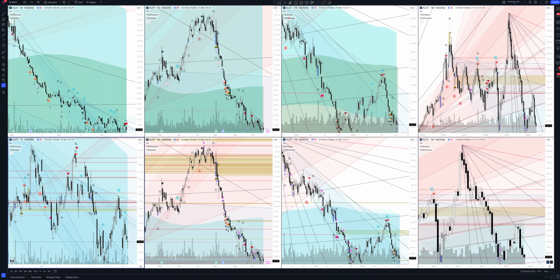Today we will take a look at Allegiant Travel Co stock. Let's analyze the market situation and find out how you can make money on it. Let's start.